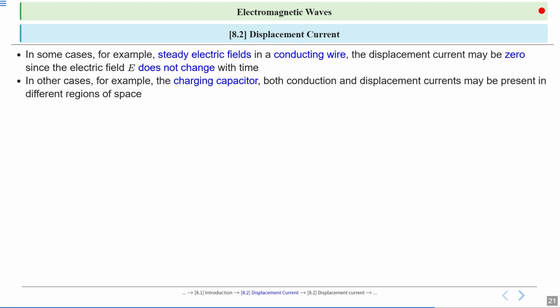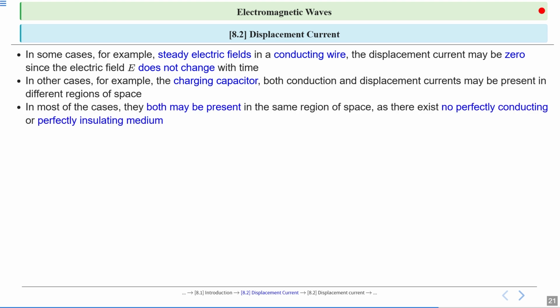Once the capacitor is fully charged, it will block the current. Then there will be no conduction current and no displacement current. So the result will be the same. The closed integral of B dot dl will be the same for a charging capacitor or a fully charged capacitor.